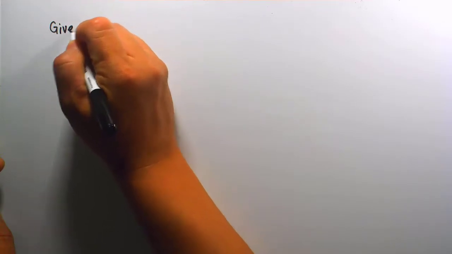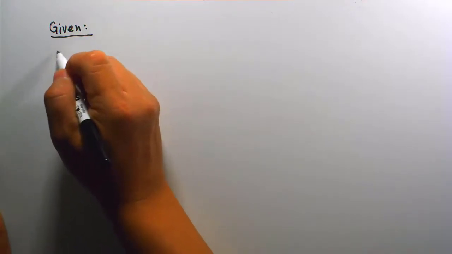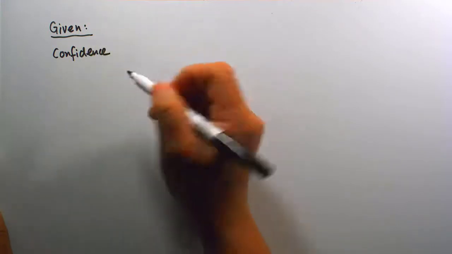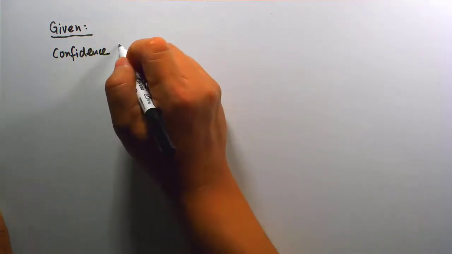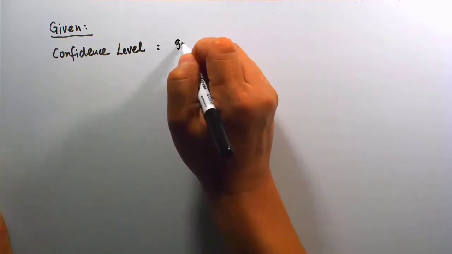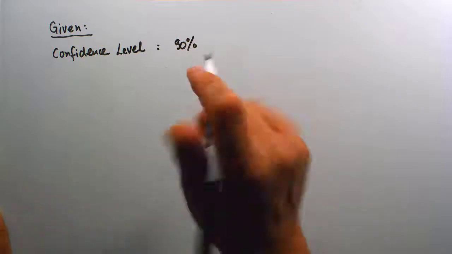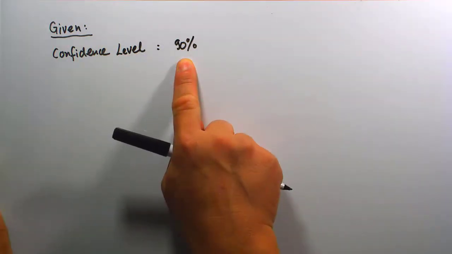So I'm going to turn over to my writing board and let's get started nailing down a few given pieces of information here. According to the description of the data, as far as given information, what we have here is a confidence. We are asked to find a confidence interval, but what we have here is a so-called confidence level. And that confidence level is 90%.